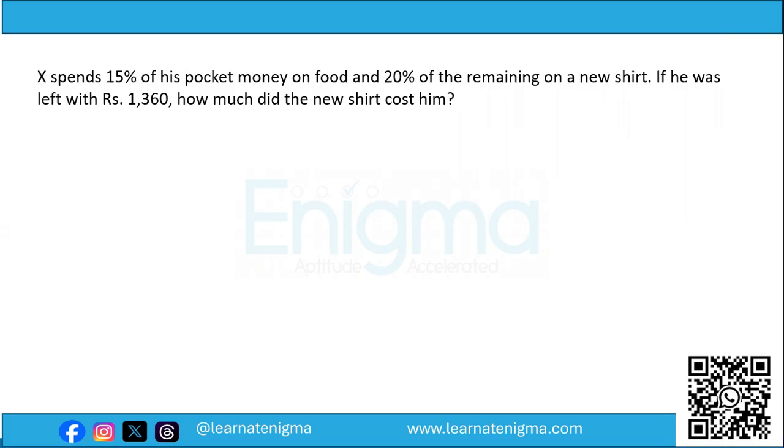X spends 15% of his pocket money on food and 20% of the remaining on a new shirt. If he was left with rupees 1360, how much did the new shirt cost him?